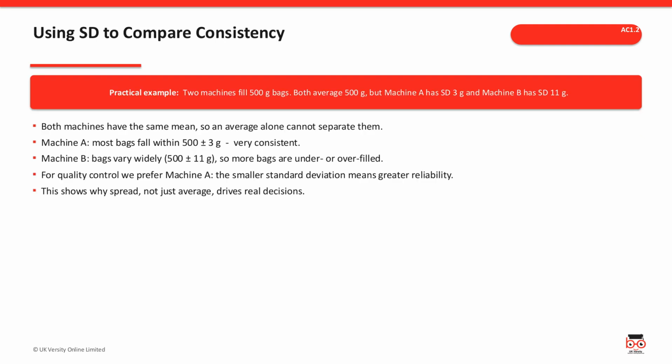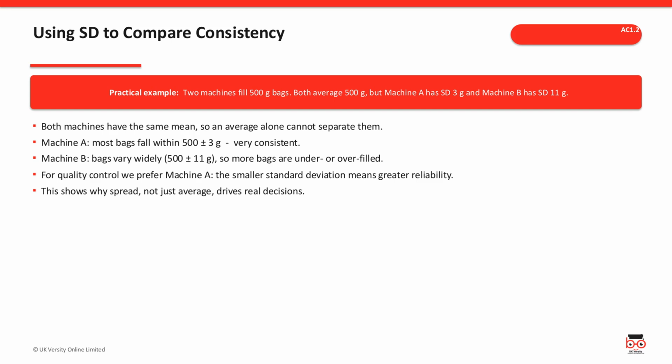Here's where standard deviation earns its keep. 2 machines fill 500-gram bags, and both average 500 grams exactly, so the mean alone can't separate them. But machine A has a standard deviation of 3 grams, while machine B's is 11 grams. Machine A's bags nearly all land within 500 plus or minus 3 grams, tight and reliable.